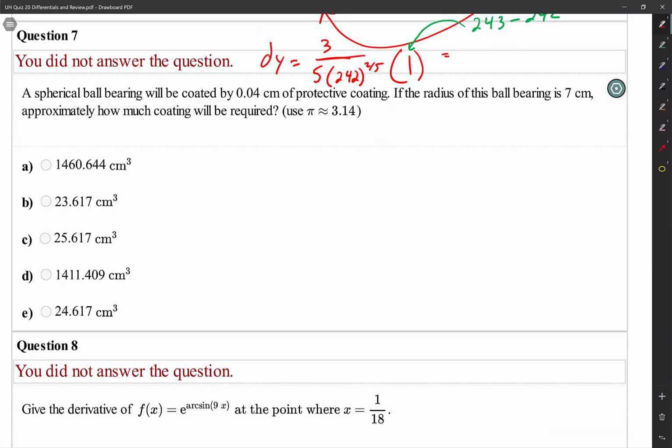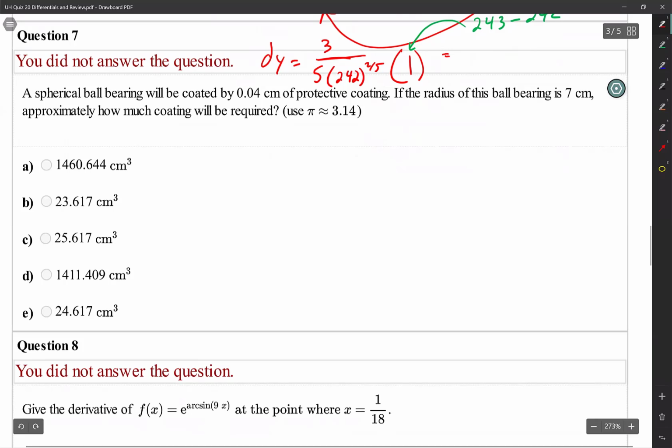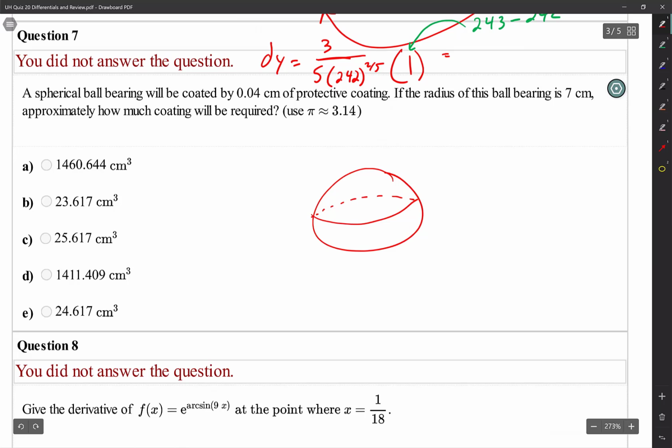All right, so let's read it again so we can understand the concept of what's really happening. A spherical ball, so a ball bearing just means a sphere. Trying to make it 3D there. Will be coated by 0.04 centimeters of protective coating. So I have paint, and that paint is 0.04 centimeters thick, all around it. If the radius of this ball bearing is 7 centimeters, approximately how much coating will be required? Underline the word approximate.